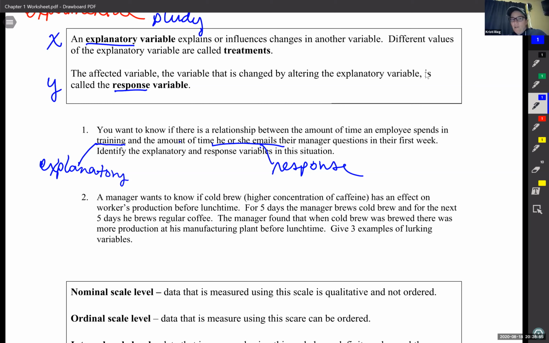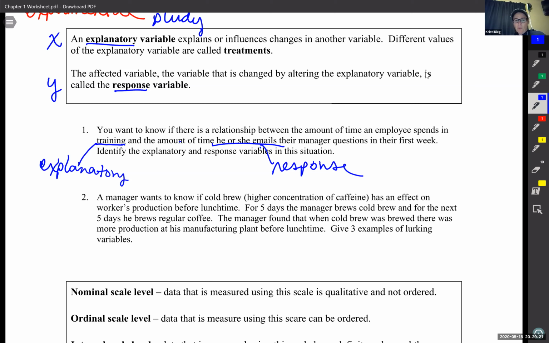Okay, a manager wants to know if cold brew, AKA my favorite, coffee, affects production before lunchtime. On cold days, he brews just regular coffee. So it says up here, cold brew has a higher concentration of caffeine. When the cold brew was brewed, there was more production at his manufacturing plant before lunchtime.